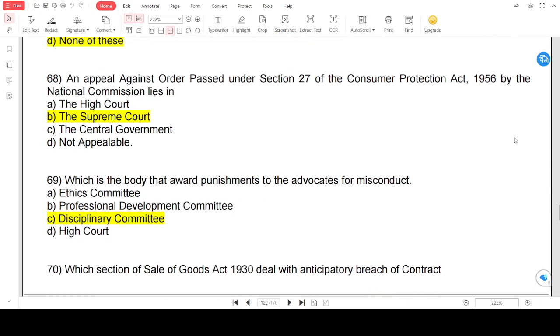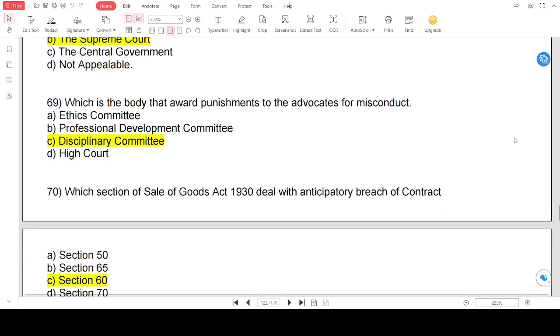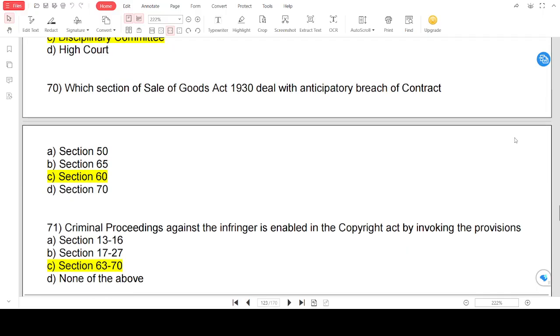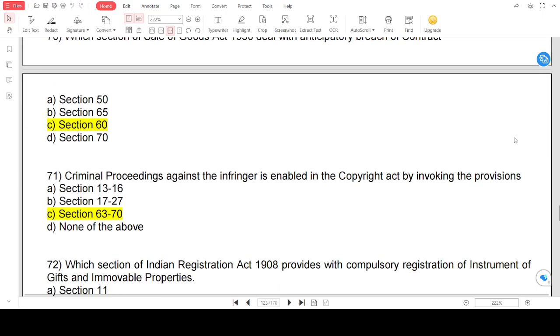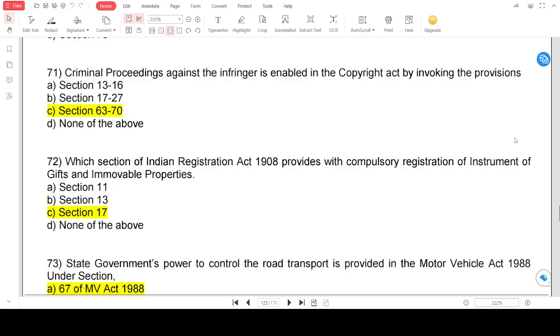Supreme Court. Which is the body that awards punishment to advocates for misconduct? Disciplinary Committee. Which section of the Sale of Goods Act 1930 deals with anticipatory breach of contract? Section 60. Criminal proceedings against the infringer are enabled in the Copyright Act by invoking the provisions 63 to 70. Which section of the Indian Registration Act 1908 provides for compulsory registration of the instrument of gifts of immovable property?